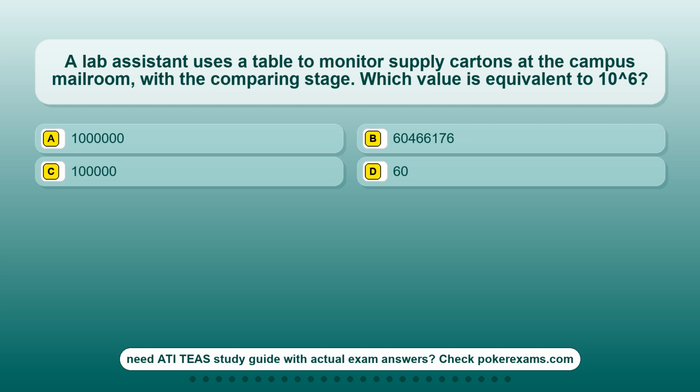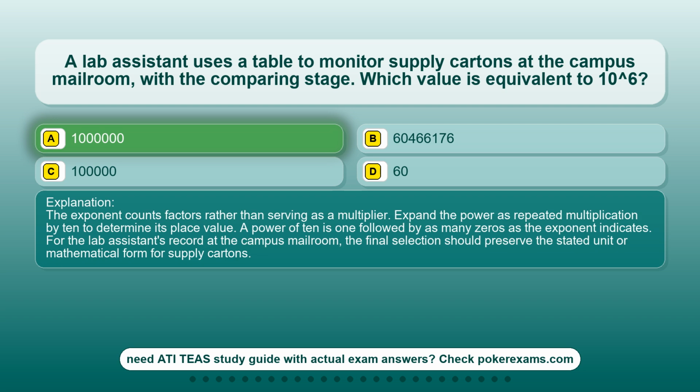A lab assistant uses a table to monitor supply cartons at the campus mailroom, with the comparing stage. Which value is equivalent to 10 to the power of 6? Option A, 1 million. Option B, 604,66176. Option C, 100,000. Option D, 60. The correct answer is option A, 1 million.